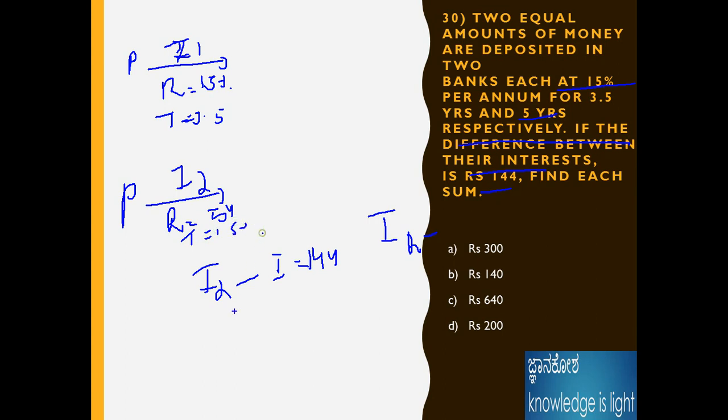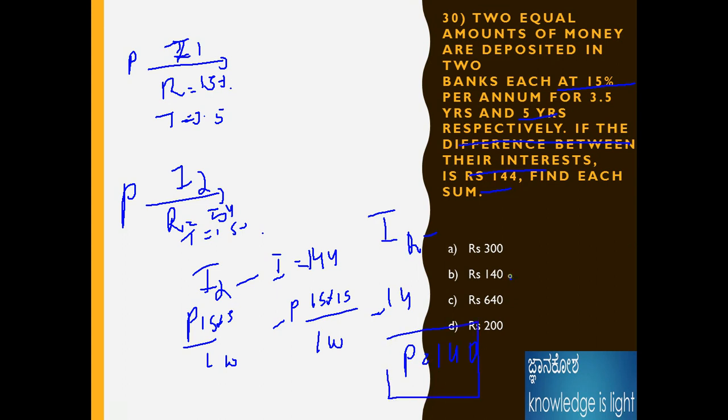Just apply this logic. P is equal to I divided by TR, so 15 into 5 divided by 100 minus 15 into 3 divided by 100. If you solve that, P is equal to 140 is coming for this question. The answer is 140. Or else use the formula, because the time is taking more; that's why I'm not showing all the steps. The interest difference, P is equal to T1R1 minus T2R2 divided by 100. Either you can use this formula as well as that method. The answer should come out the same, friends.